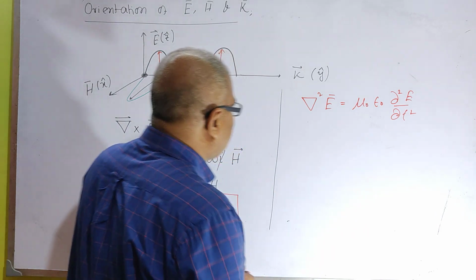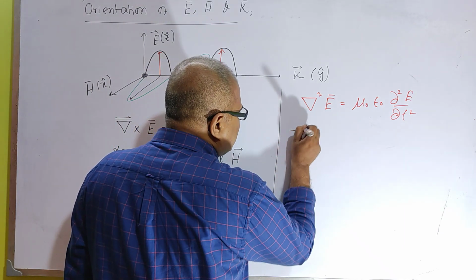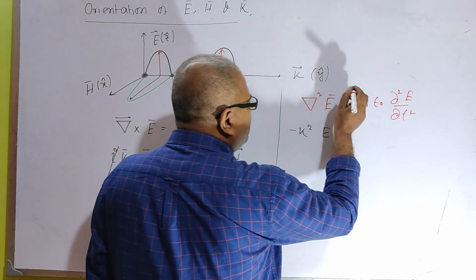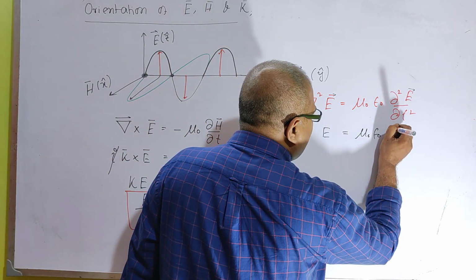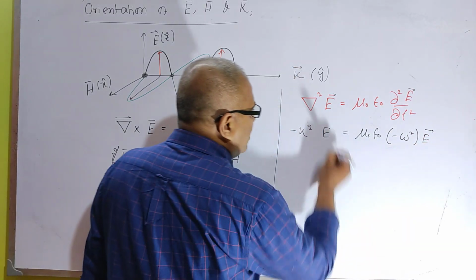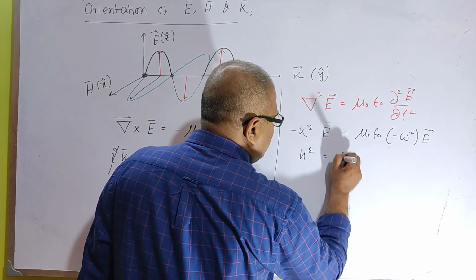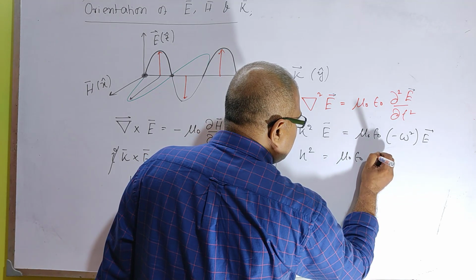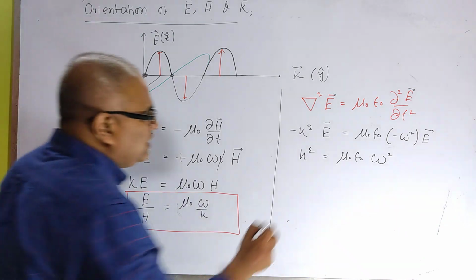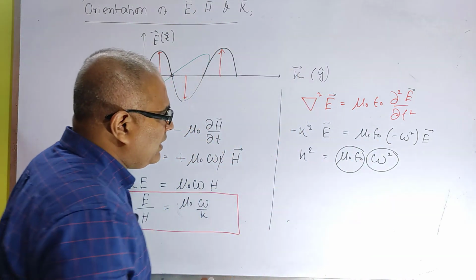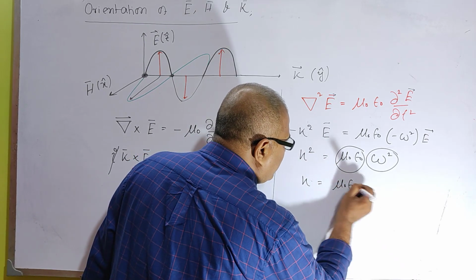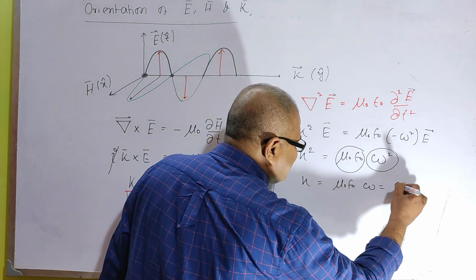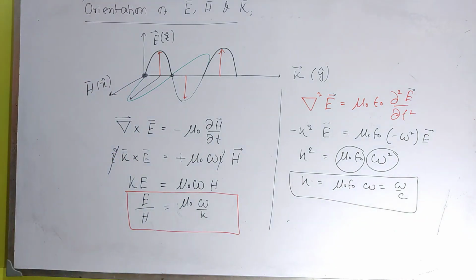So use the results of that expression here. This will give, as there is a double derivative in the space part, minus K square E, and that quantity will be mu naught epsilon naught, and there will be minus omega square E. So for non-zero values of the fields, we have K square equals mu naught epsilon naught times omega square. Now these quantities are real. You can also write it as K equals root mu naught epsilon naught times omega, that is omega by c, as it should be. So from here you can conclude K is a real quantity.